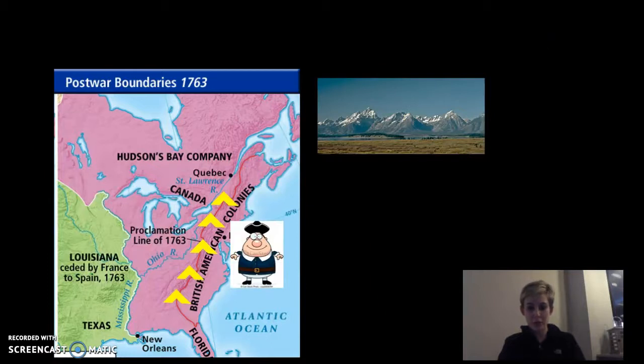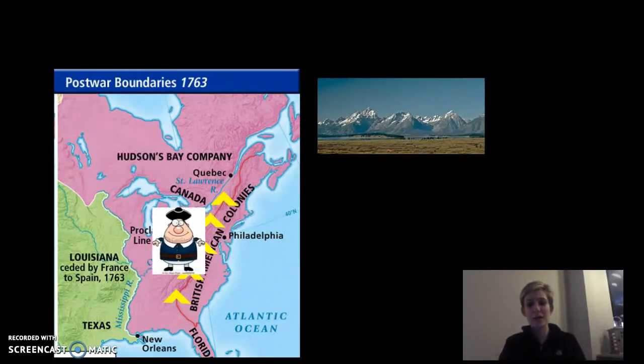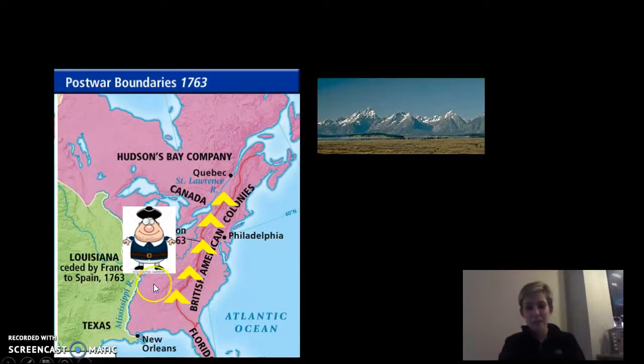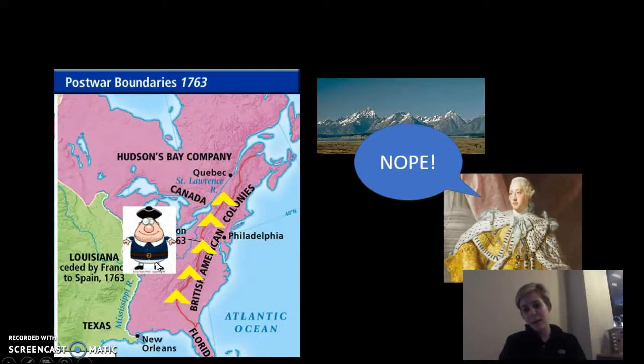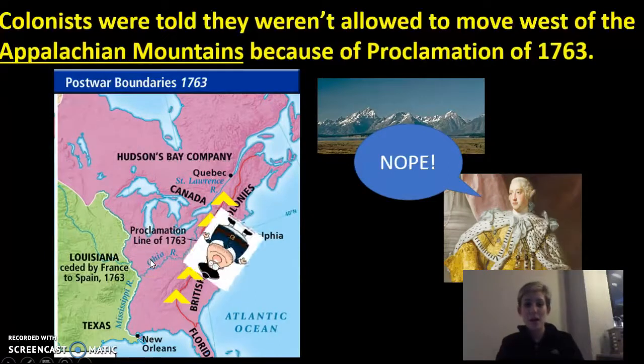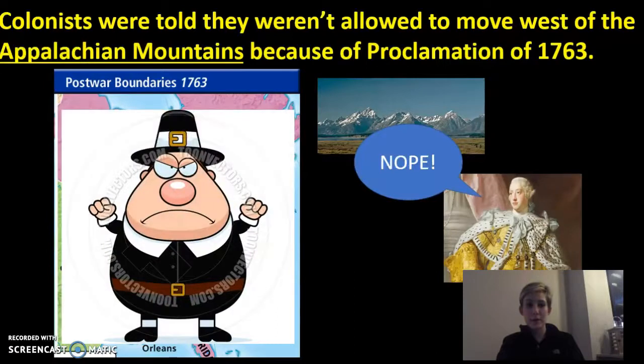So after the British won the war, the colonists were super excited because they're like, yay, we can move across the Appalachian Mountains, like we wanted to, because they wanted to settle this land west of the Appalachian Mountains. But then King George comes, LOL, JK, no, you can't do that. And this makes the colonists super angry, okay? Colonists were told they were not able to move west of the Appalachian Mountains because of the Proclamation of 1763. Make sure you fill in this word Appalachian and go ahead to show me that you're listening. Highlight this term Proclamation of 1763. Remember that I proclaim this line invisible.